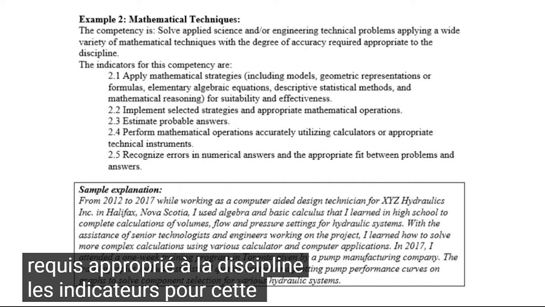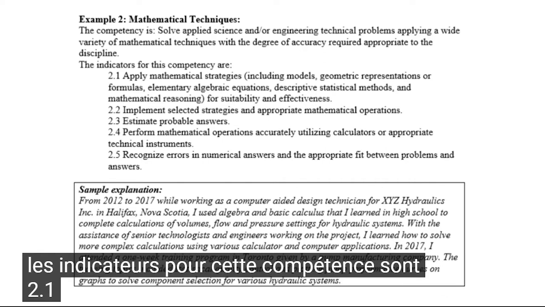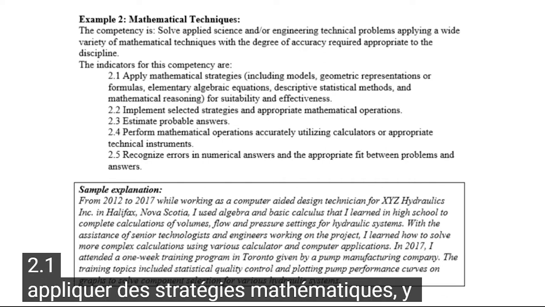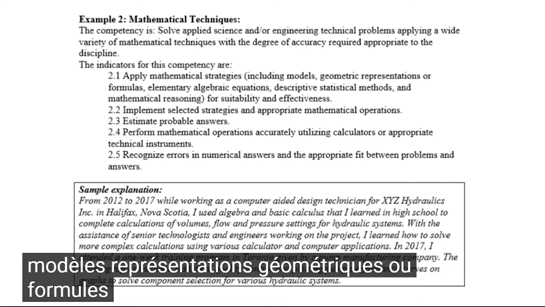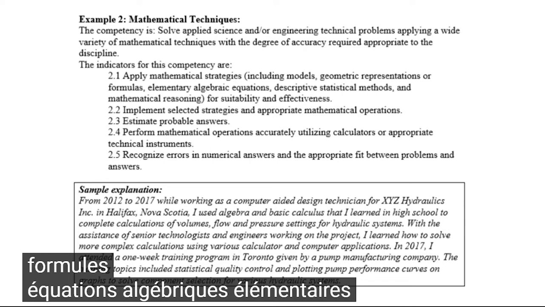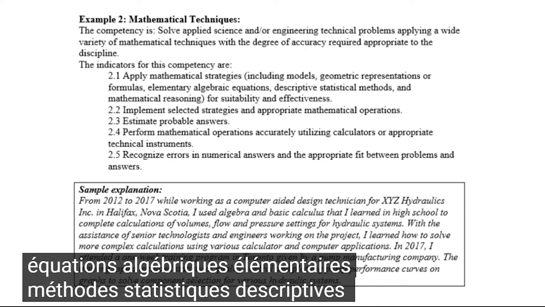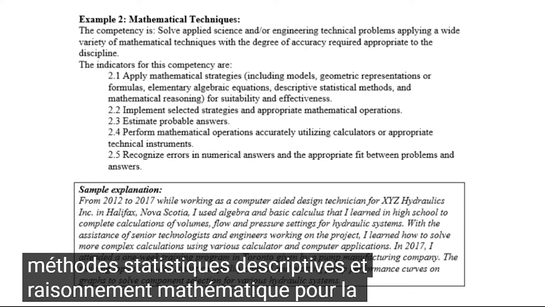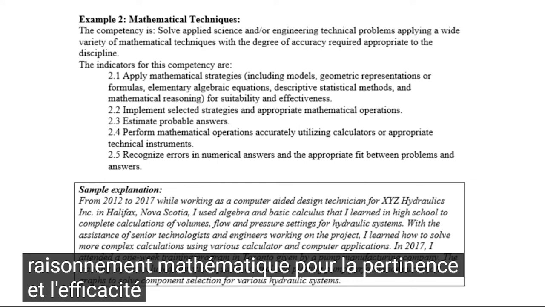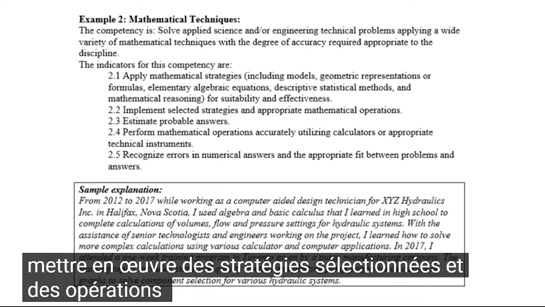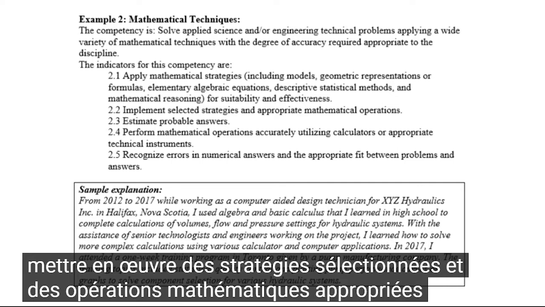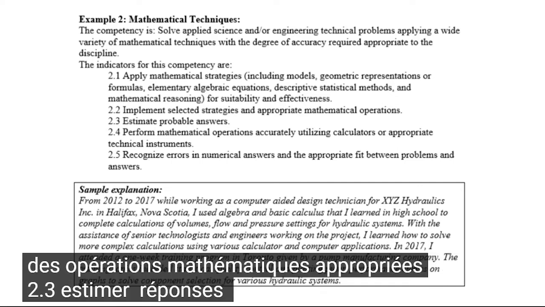The indicators for this competency are 2.1. Apply mathematical strategies, including models, geometric representations or formulas, elementary algebraic equations, descriptive statistical methods, and mathematical reasoning for suitability and effectiveness. 2.2. Implement selected strategies and appropriate mathematical operations. 2.3. Estimate probable answers. 2.4.